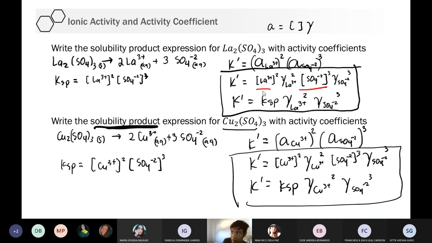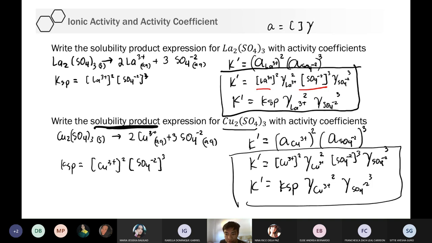Sir, ano gagamitin namin dyan sa dalawa? Any. Pero mas prefer natin itong nasa taas kasi nakikita natin kung ano yung mga species, no? Okay na yung nasa taas. Although, ito rin, same lang din naman.